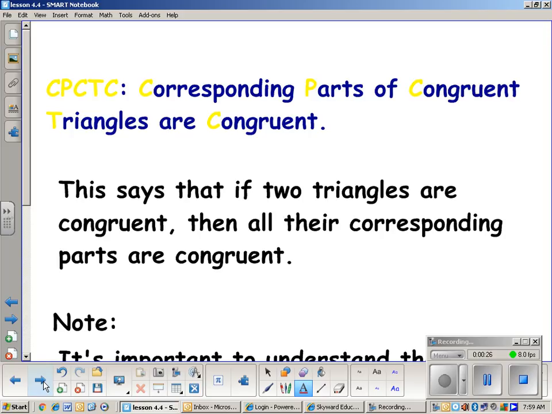It's not a theorem, not a postulate, nothing special about it. It's just a statement that has to be true. Corresponding parts of congruent triangles are congruent. It says that if two triangles are congruent, then all their corresponding parts are congruent. That's what the statement says. Okay? I'll pause while you get caught up.